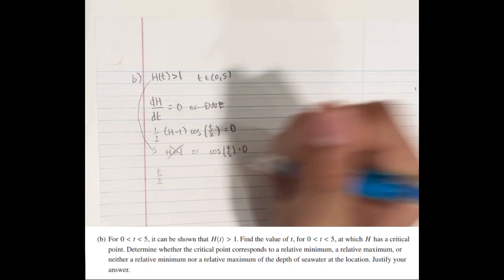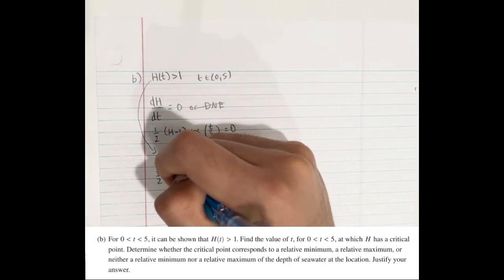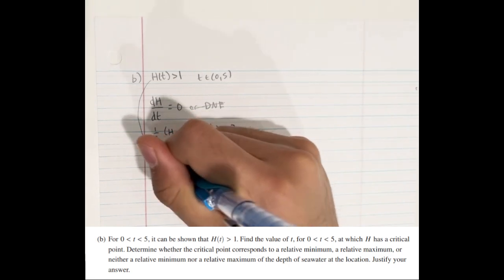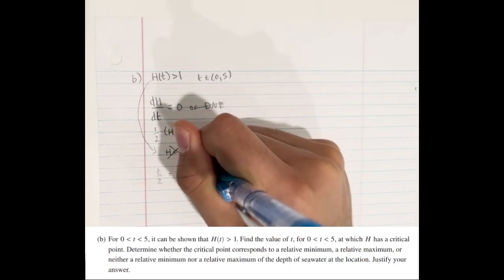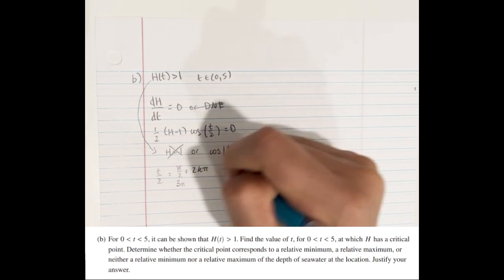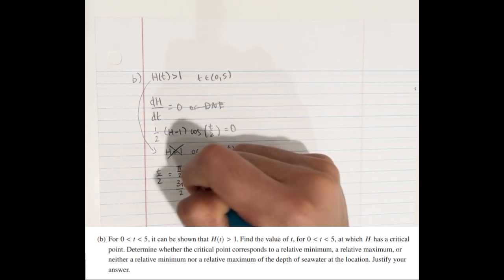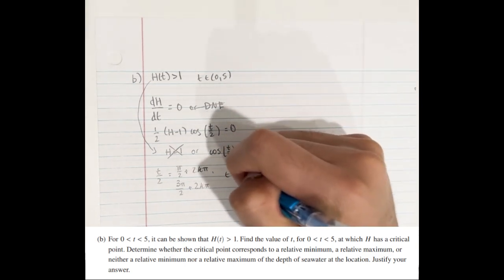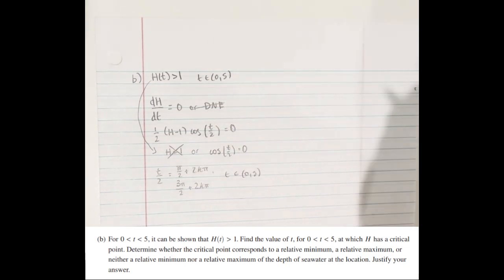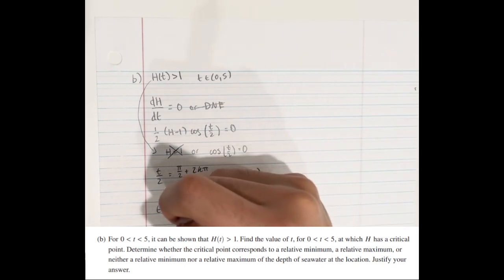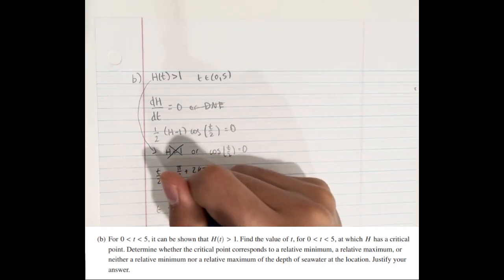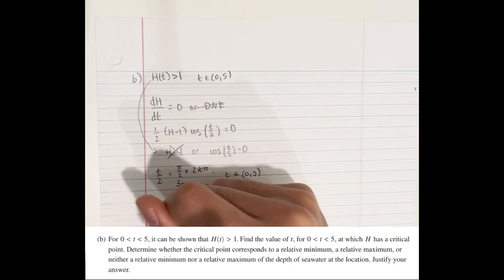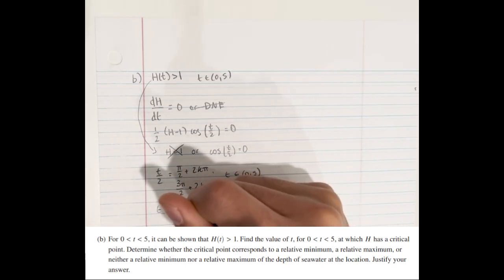So that means t over 2 is equal to pi over 2 plus 2k pi and 3 pi over 2 plus 2k pi. And the reason I'm doing this is because we're operating on the interval 0 to 5, and I'm trying to keep track and make sure we don't lose any solutions or get any extra solutions on this interval. So now I'm going to multiply both sides by 2: pi plus 4k pi, or 3 pi plus 4k pi.